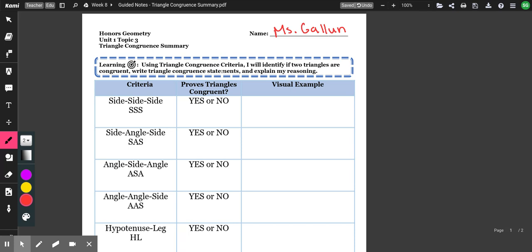So I'm going to start by going through it. Our objective is to use triangle congruence criteria to identify if two triangles are congruent. And I'm going to emphasize that: I could prove three triangles congruent to each other, but I can't just have one. I need two triangles for this to work. So when I'm drawing a visual example down here, a single triangle is not going to show me that something's congruent. It's got to be congruent to something else. To identify if two triangles are congruent, write triangle congruence statements. Think about how important notation and reason was for that. Oh, and explain my reasoning.